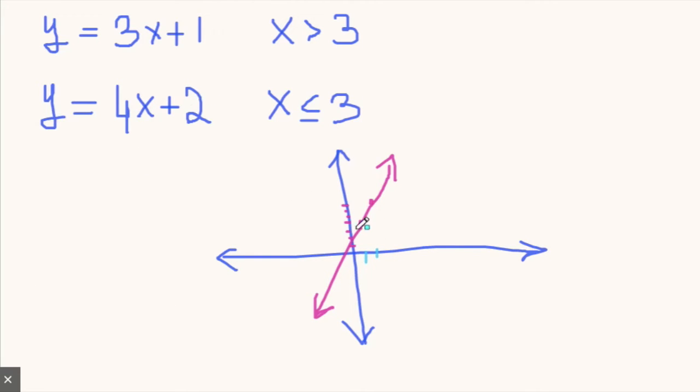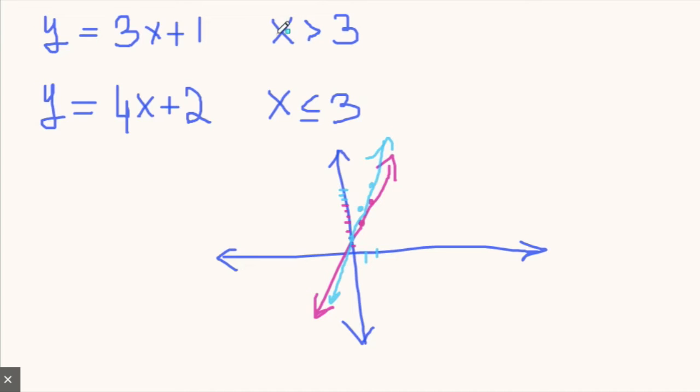4x plus 2. Our y-intercept is going to be here. 4x is going to be 1, 2, 3, 4, 1 unit to the right. And that's going to be something like this.